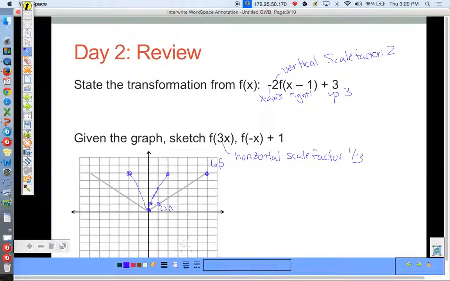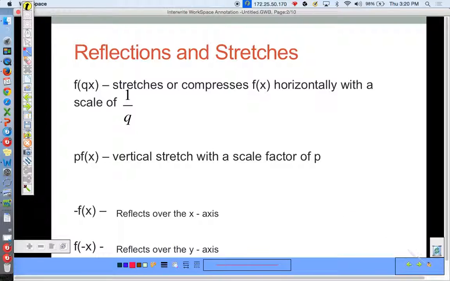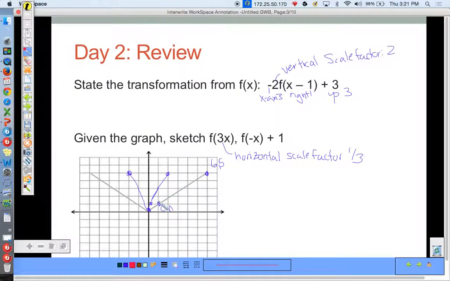So there's the 3x. Negative x, then we're taking the opposite of our x value. So the opposite of our x value, that's over the y, and since this is symmetric here, that's not going to change at all. So that one would stay the same because it just flips right over the y. And then up 1. Well, we can easily move these up 1. And there's our up 1 graph.